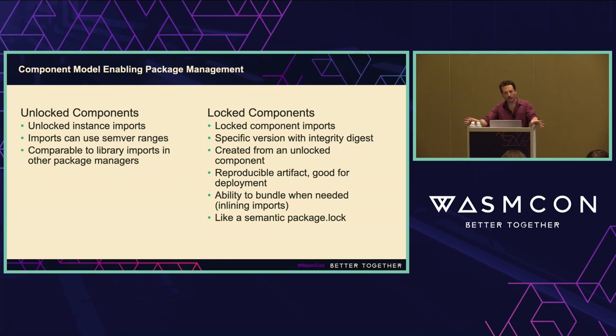So what you'll end up with are unlocked components and locked components. The unlocked components are what you would see if you're browsing through a UI for the registry. These are the libraries that are available to you, and inside of them they're going to have unlocked imports that have these semver ranges, although you could also specify an exact semver version. And then you'll also be able to create locked components from these unlocked components, which are similar to a lock file in a lot of environments, like different programming languages.